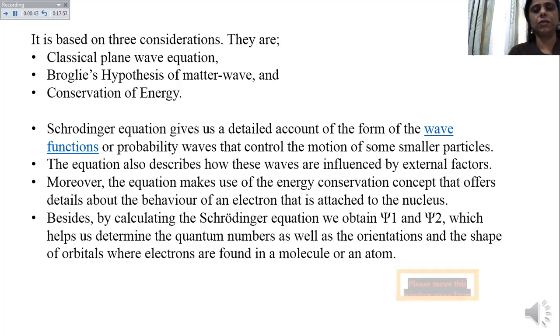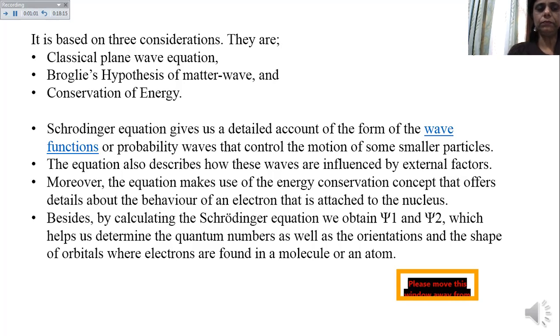जितनी electrons energy release करते हैं उतनी वो gain करते हैं. Schrödinger equation gives us a detailed account of the form of wave functions or probability waves that control the motion of some other particles.